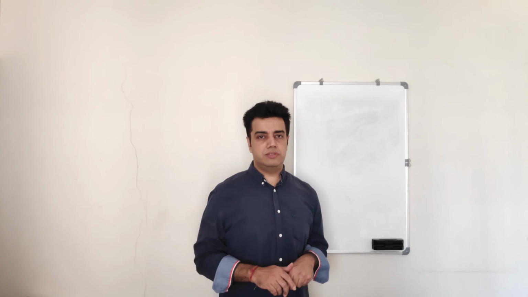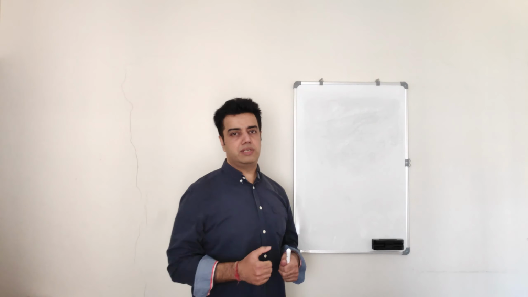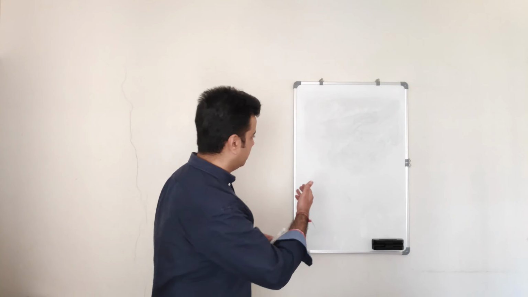So under the head of calculations, we will be discussing squares. Squares means I am going to discuss how to find out the squares of double digit numbers. So let's start.